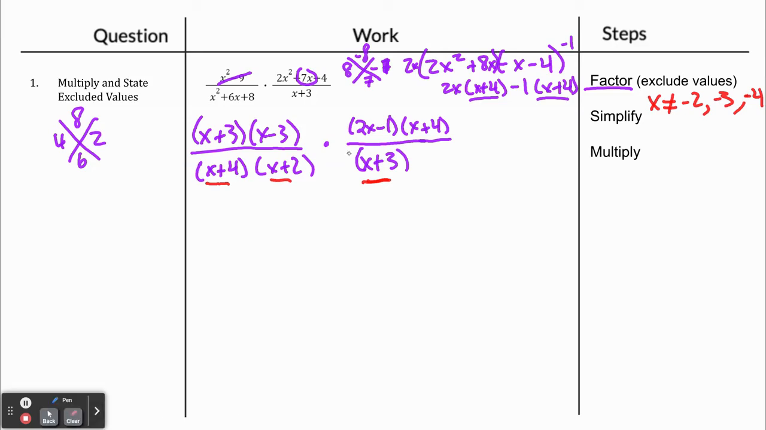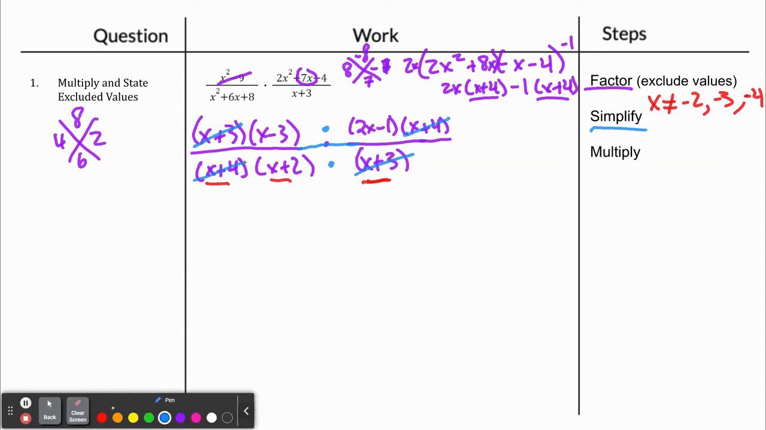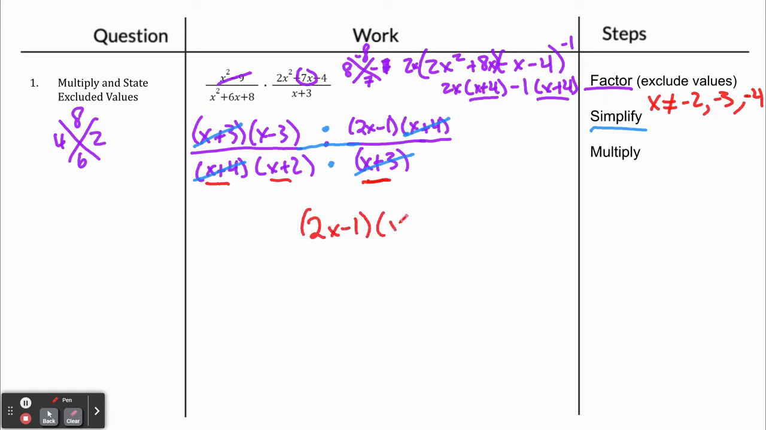Now, I can simplify this because I'm just multiplying across here. So I'm multiplying the numerators and multiplying the denominators. I can cancel out anything that is the same. So x plus 3 and x plus 3 cancel. x plus 4 and x plus 4 cancel. So then my final answer is whatever's left that I'm going to multiply. The top is going to be 2x minus 1 times x minus 3. And the bottom here is x plus 2, the only thing left.